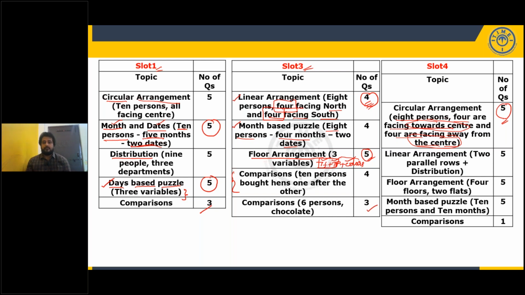Linear arrangement, some facing north, some facing south, and we are lucky that they mentioned the number. How many are facing center? How many are facing away from the center? Otherwise, it would be a higher level of difficulty.